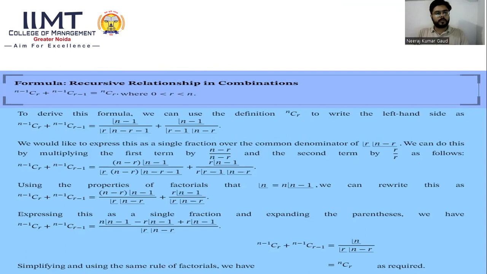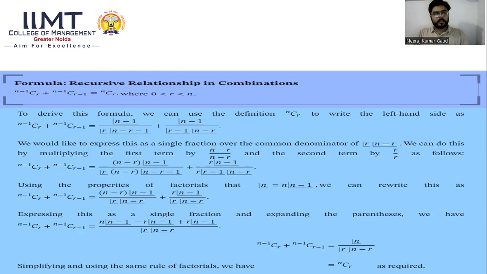Using this property of factorials, that n factorial is equal to n times (n minus 1) factorial, we can rewrite this as (n minus 1)CR plus (n minus 1)C(R minus 1), which is equal to (n minus R) times (n minus 1) factorial upon factorial R upon (n minus R) factorial plus R times (n minus 1) factorial upon factorial R times (n minus R) factorial.